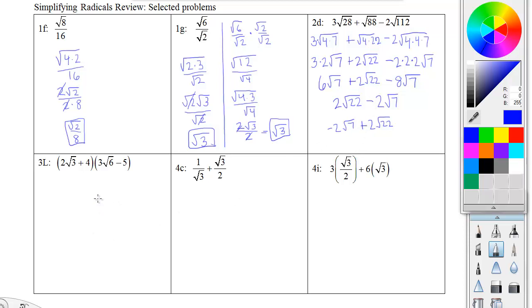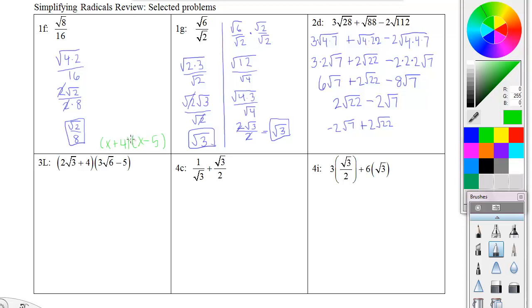All right, next here, I hope that you can see the structure in this problem is the same as two binomials multiplying each other. So for example, the method that you would use to multiply this is the same as the method that you would use to multiply something like x plus 4 times x minus 5.